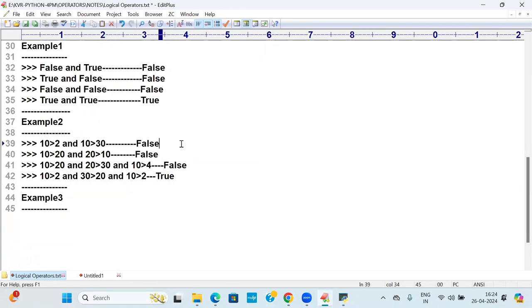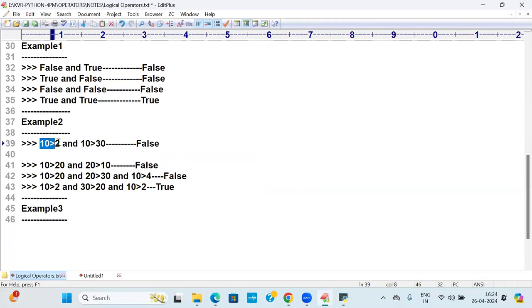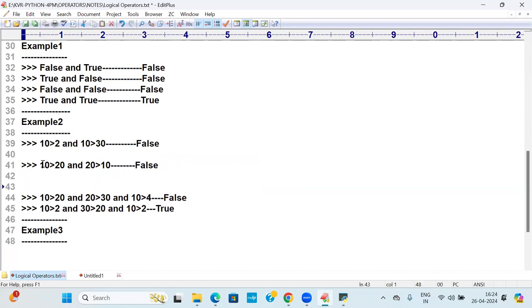10 greater than 2. True. Next, 10 greater than 30. False. So, first one is what? True. Next one is what? Total result is what? Okay, very good. Be careful. 10 greater than 20. False. Do you know, students? 20 greater than 10. True. What is the answer? Good.